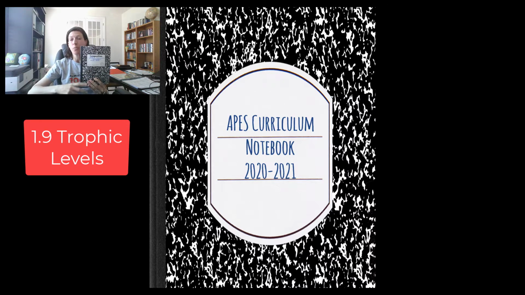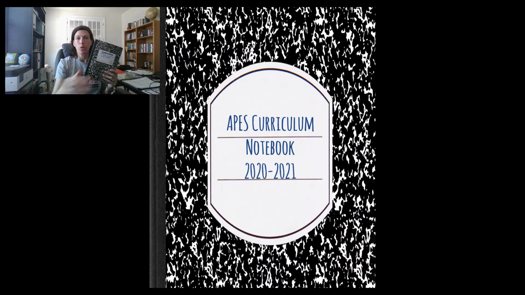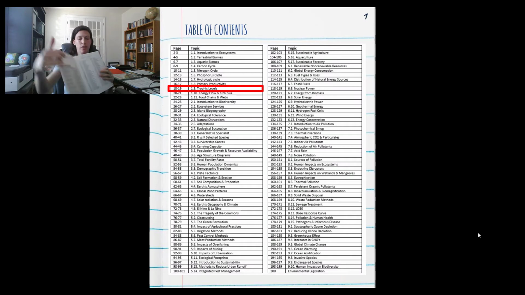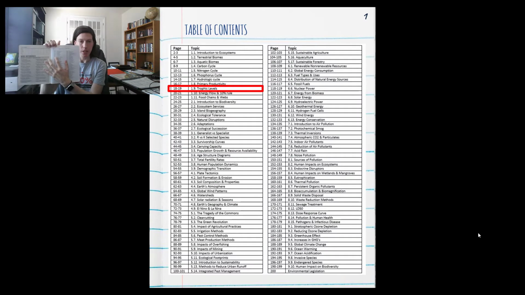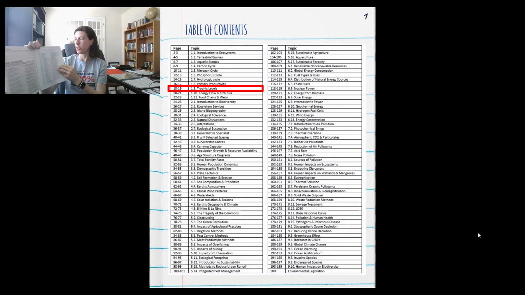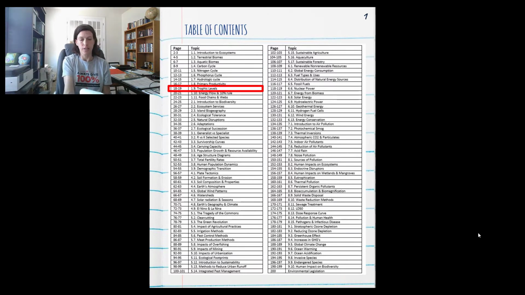Hey everybody, it's time to get out your APES curriculum notebook. We're going to be learning about 1.9 trophic levels. Open to the table of contents, and you'll see that we're going to be on page 18 and 19 when we're learning about 1.9 trophic levels. So go ahead and turn to pages 18 and 19.